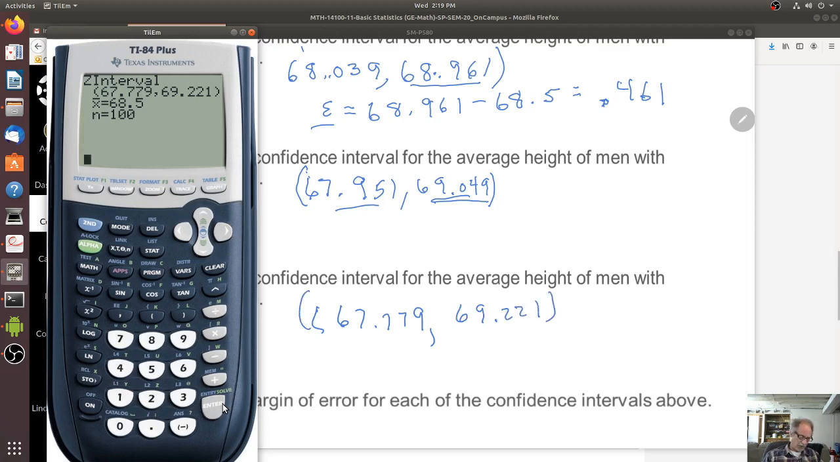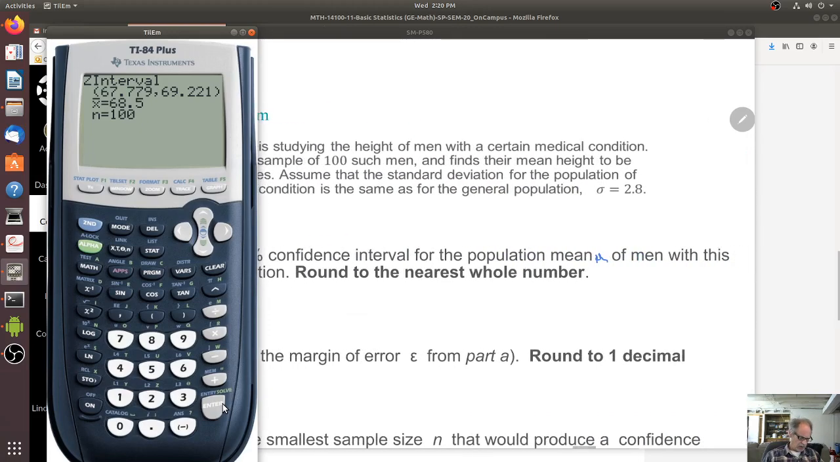As I said, another way to find the margin of error is to just subtract these two, 69.049 minus 67.95, and divide it by 2, because the interval is twice as long as the margin of error. I'll let you do that on your calculator. Same there, same there. Now, what is this problem?